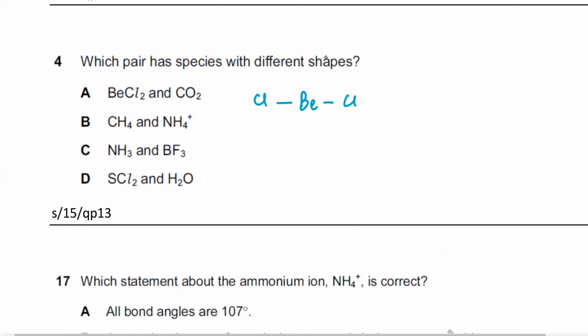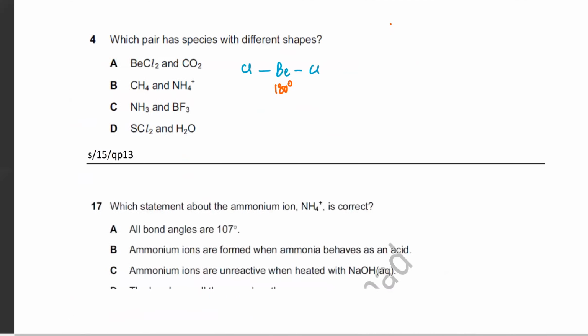Can anyone tell me, does Be have lone pairs or not? It's in group 2. I don't think so, because Be is in group 2, so that means it's got 2 valence electrons. One got busy over here, one got busy over here, so there's nothing left. So it's basically just 2 bonds, and if you just have 2 bonds, the angle would be 180 degrees. One would be on the right side, the other one would be on the left side.